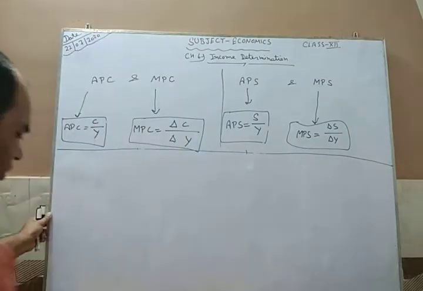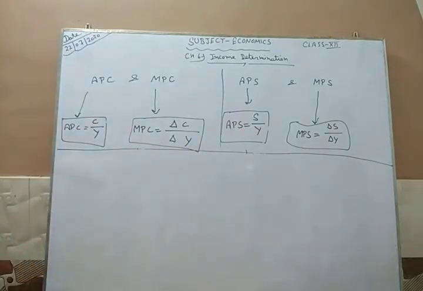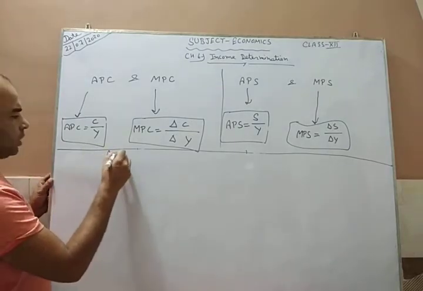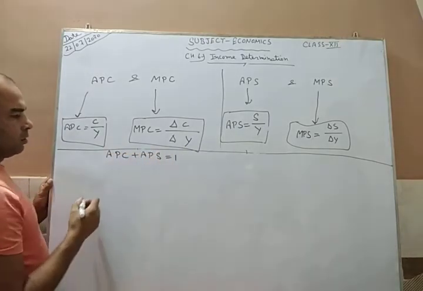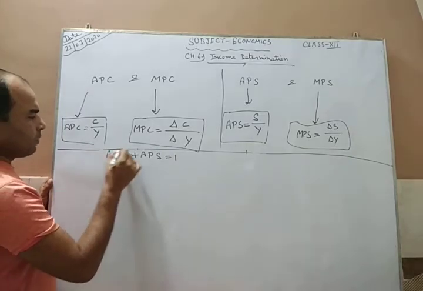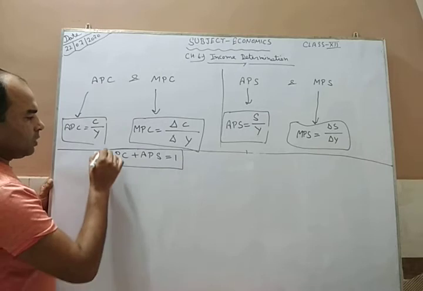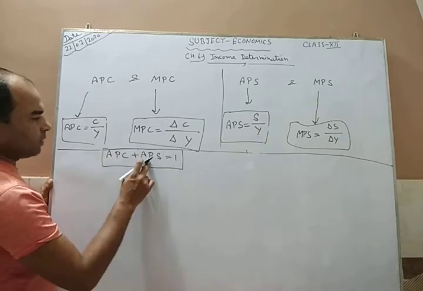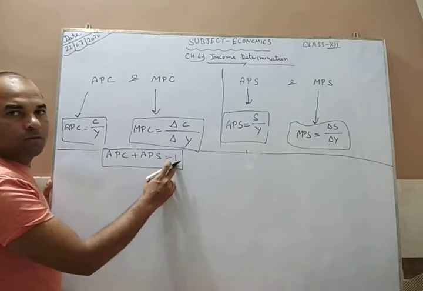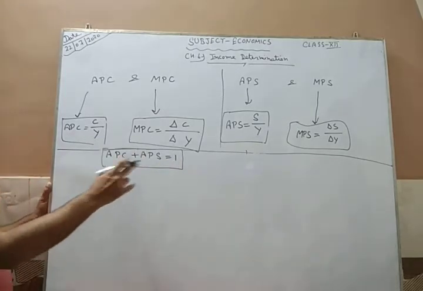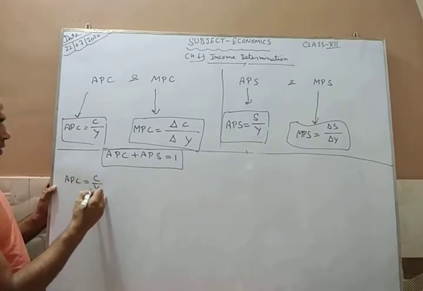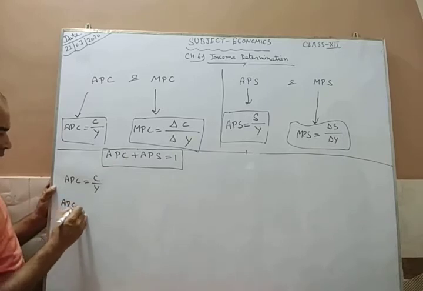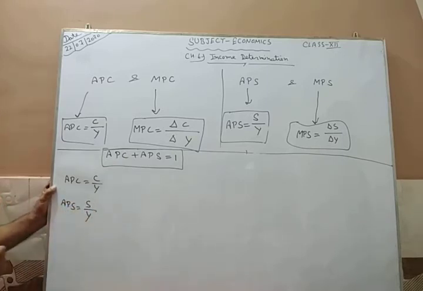So you can see, average propensity to consume and average propensity to save, that is APC plus APS is equal to 1. This is clear to students. I hope you people are aware of this equation. Why is this 1? This is 1 because APC is equal to C upon Y, and APS is equal to S upon Y. This is clear to students.